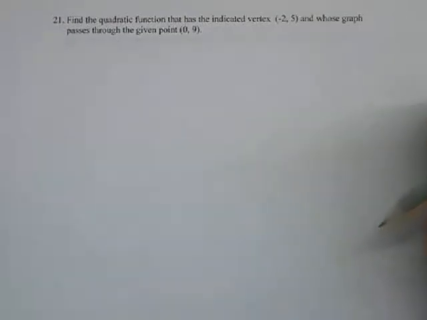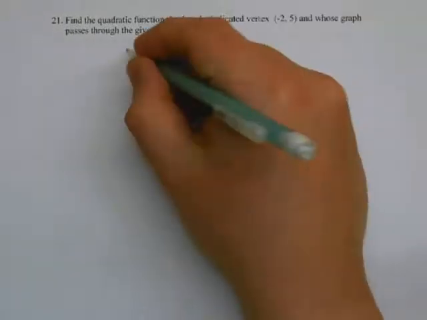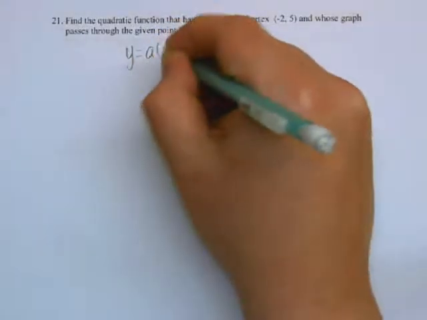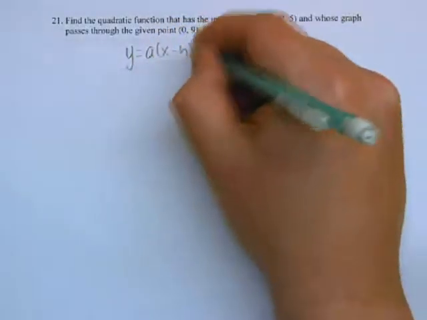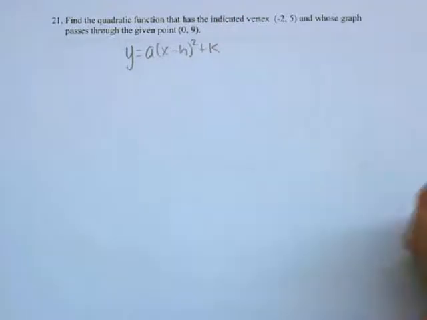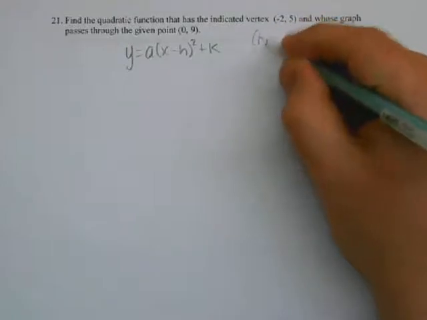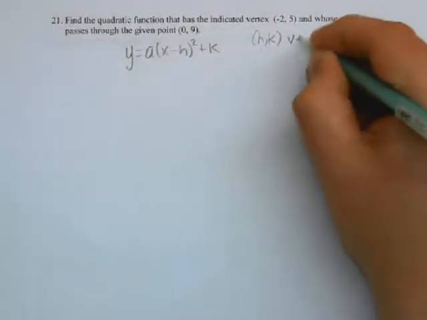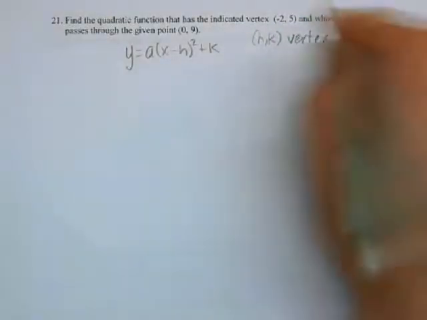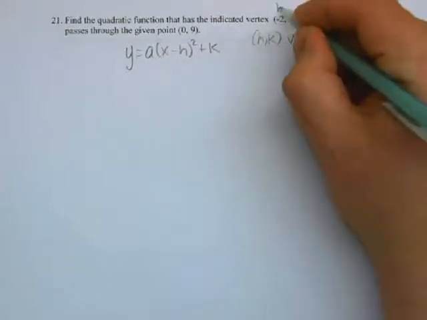Number 21. We want to write a quadratic function. We're given the vertex and another point on the parabola. So vertex form of a parabola is very helpful. Make sure you have that in your notes if you haven't already. So h and k are the x and y coordinates of the vertex. So -2 is our h, and 5 is our k.